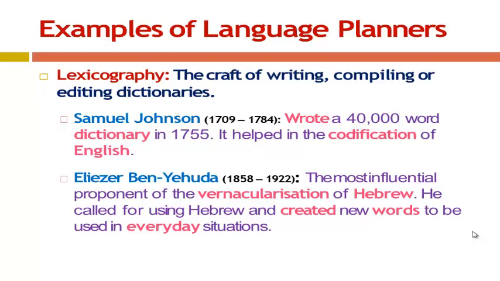Here we have two important and famous lexicographers. The first one is Samuel Johnson, who wrote a dictionary of about 40,000 words in 1755. It helped in the codification of English. And Eliezer ben Yehuda, the most influential proponent of the vernacularization of Hebrew, called for using Hebrew and created new words to be used in everyday situations.